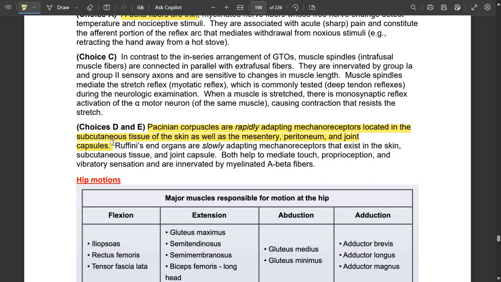Both help to mediate touch, proprioception, and vibratory sensation, and are innervated by myelinated A beta fibers. So Ruffini end organs are slowly adaptive mechanoreceptors that exist in the skin, subcutaneous tissues, and joint capsule. Both help to mediate touch, proprioception, and vibration, innervated by myelinated A beta fibers.